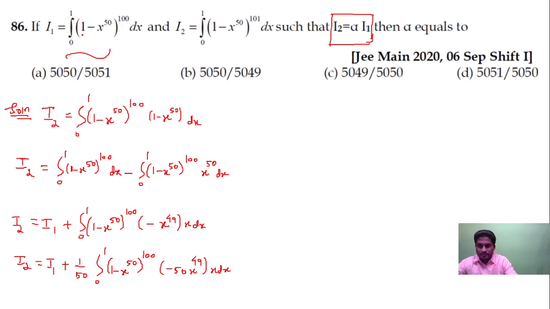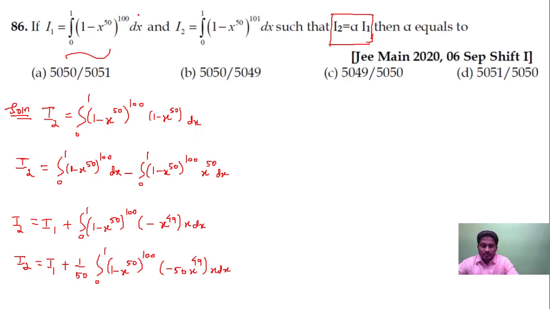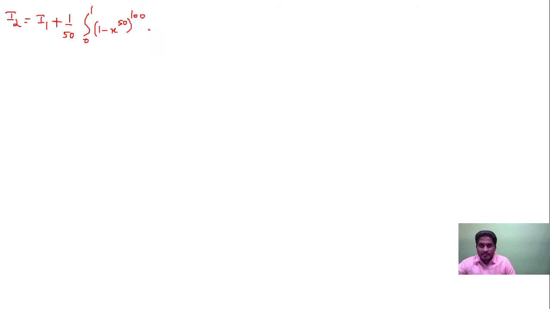I can write this as I2 is equal to I1 plus 1 upon 50 integration from 0 to 1 of (1 minus x to the power of 50) whole to the power of 100, and then minus 50 x to the power of 49 can be written as d of (1 minus x to the power of 50). D of (1 minus x to the power of 50) is minus 50 x to the power of 49 dx, into x. So I2 is equal to I1 plus this 1 upon 50.